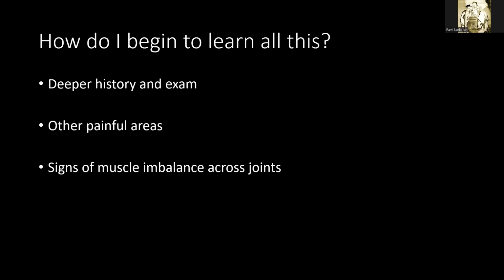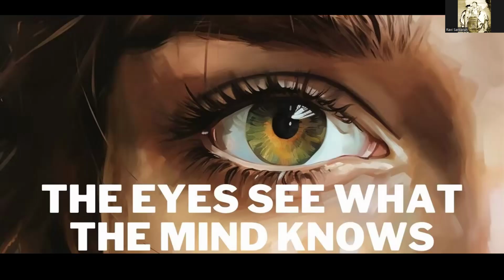The other thing is looking for other painful areas that these people have, and then looking for signs of muscle imbalance across joints. The majority of people you meet that have a shoulder dysfunction, that come with things like a periarthritis shoulder, will typically have an anterior shoulder that is adducted and pulled over the thoracic cavity. And when you see these deformities over and over again, you'll understand what muscles are underlying that problem. But the real thing is, the eyes see what the mind knows. So if you don't know these things, you can't help people.